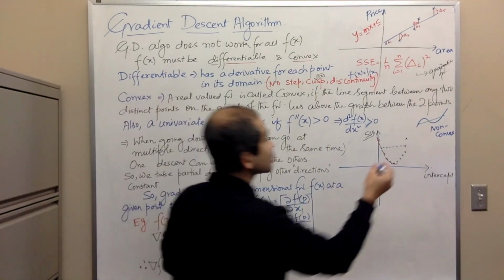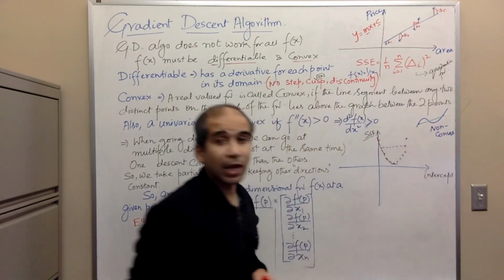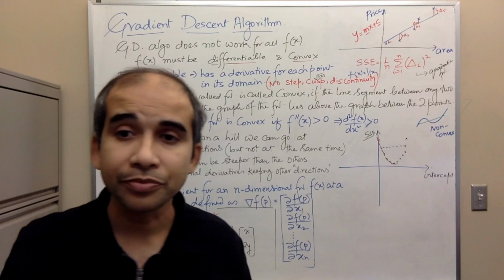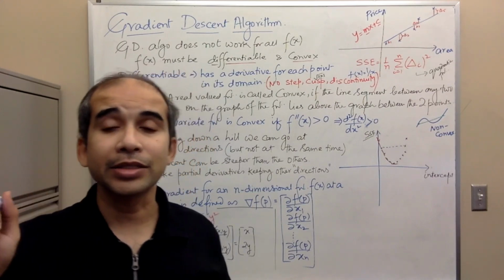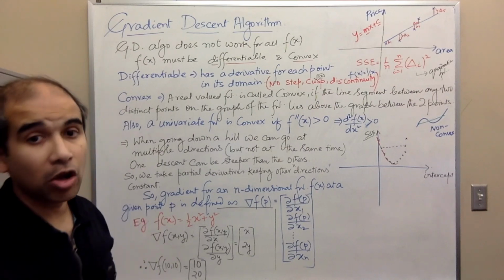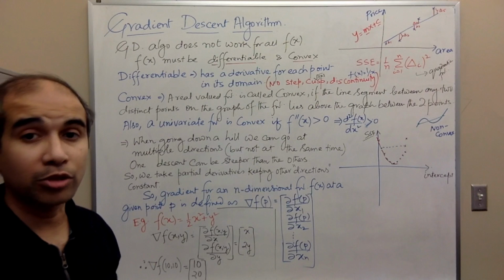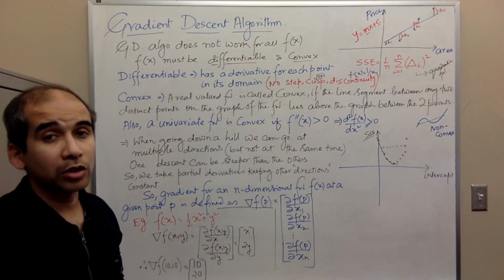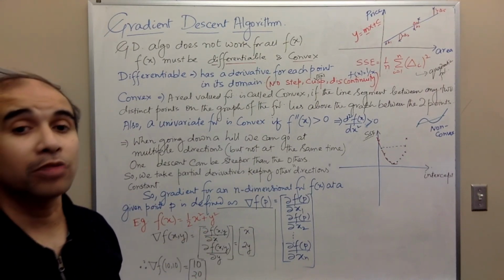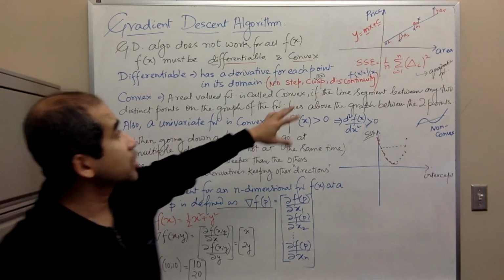But in this one, where this is a function graph and you take any two points and connect them with a green line, that line is cutting the function graph. So it's not a convex function. It's a non-convex function. So the function has to be convex and differentiable at every point to make sure that the gradient descent algorithm can work.